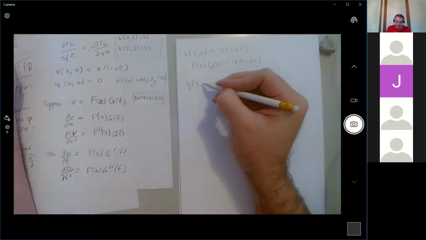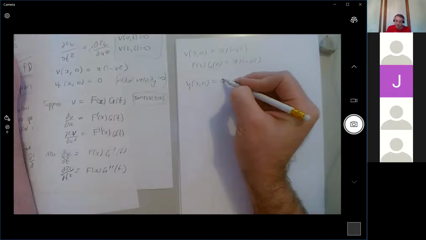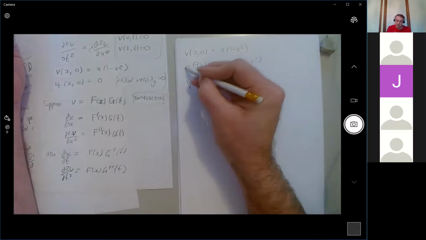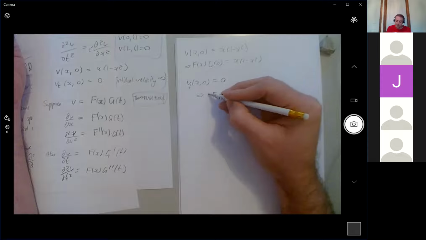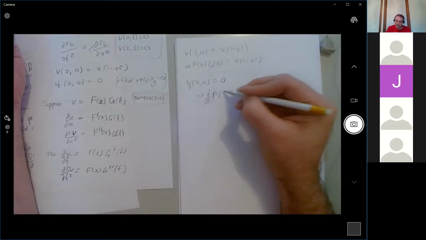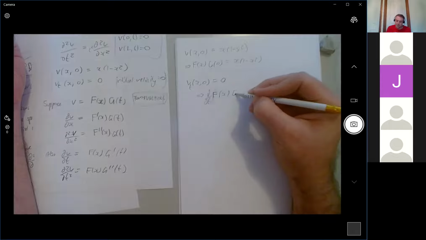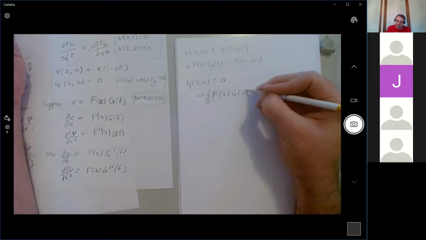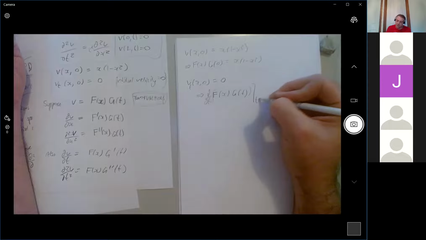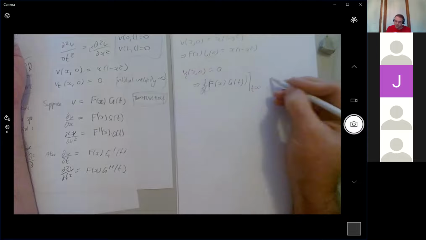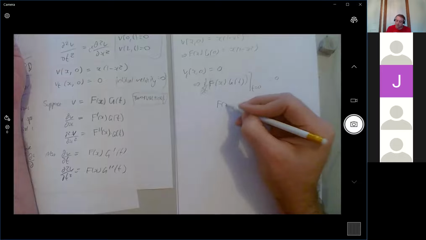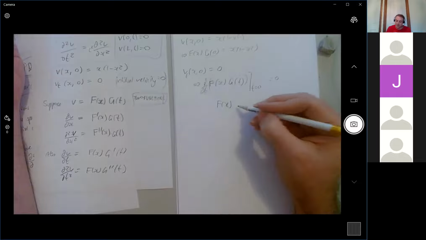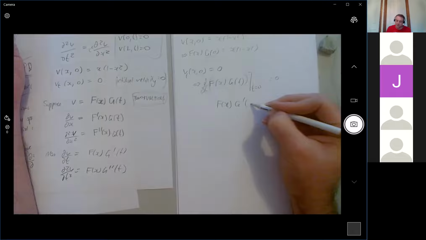Vt of x, 0 is 0, that's interesting. So that would mean that the derivative with respect to t of f of x g of t at the spot where t is 0 comes out to 0. So if I do this derivative, f of x is going to be a constant because it doesn't have a t in it. I'll get g dashed and then I'll sub 0 into it.